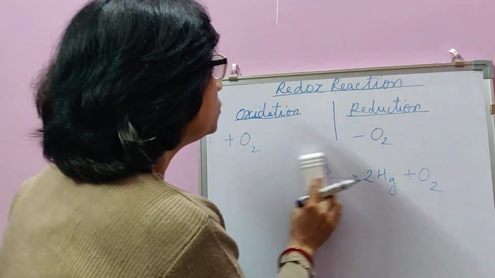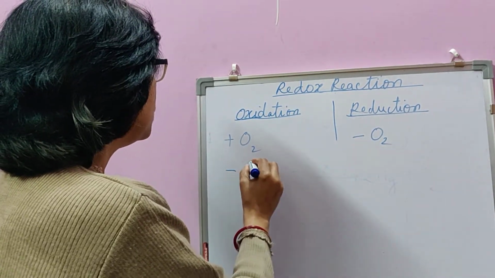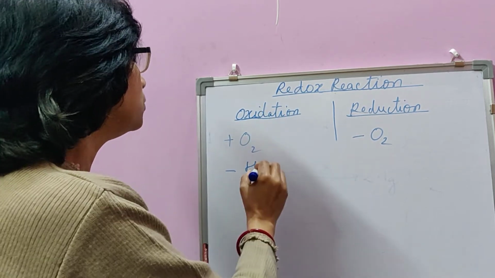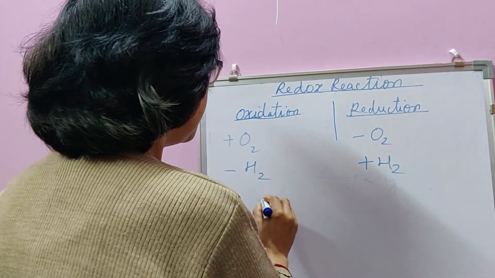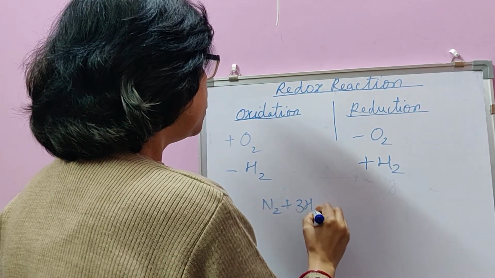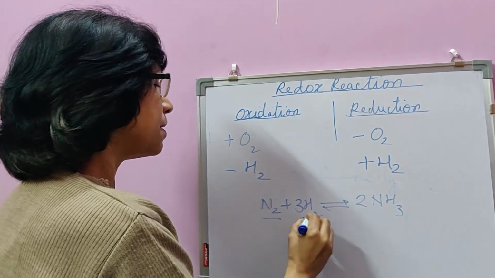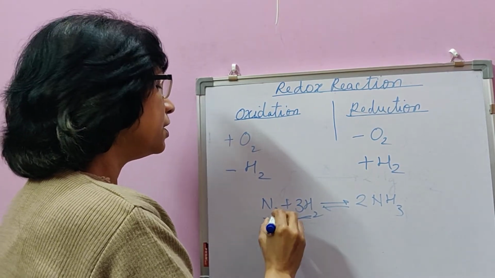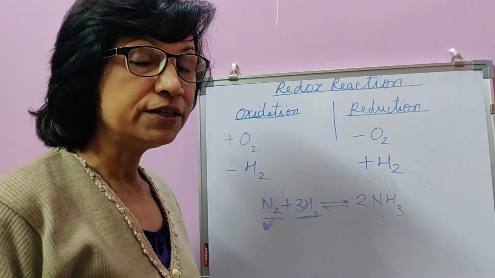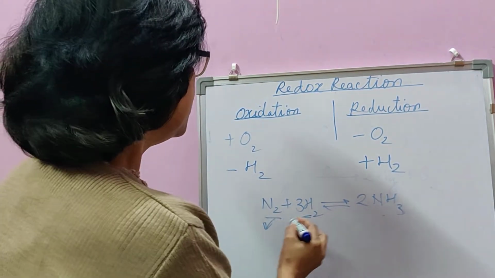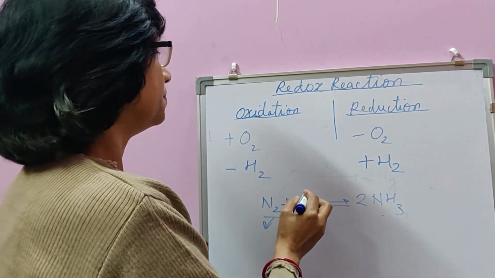Similarly, we can come to another example as well. Another definition of oxidation is loss of hydrogen. Loss of hydrogen is oxidation, so gain of hydrogen is reduction. For example, N2 plus 3H2 gives 2NH3. In this, nitrogen combines with hydrogen, so nitrogen is reduced to ammonia. So this is a reduction reaction because hydrogen is added to a substance.